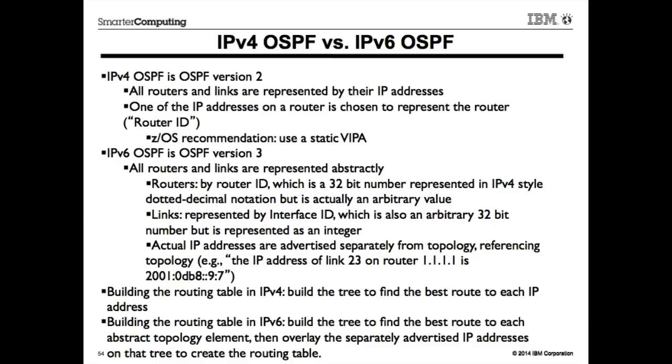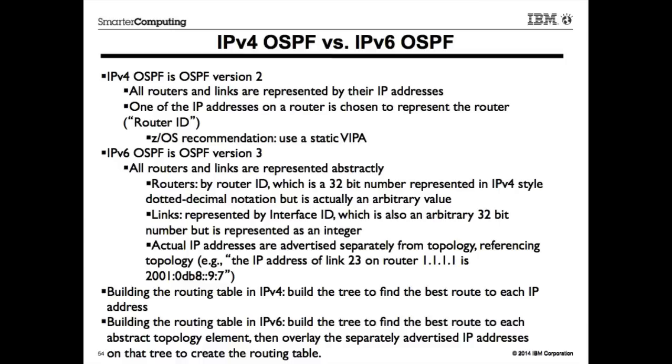For IPv6, it's different. Routers and links are represented abstractly, because remember, IPv6 addresses can be auto-configured, there can be multiple addresses, so they aren't a good way to indicate a host. So all routers and links are represented abstractly. Routers are represented by a router ID, which is also a 32-bit number, represented in IPv4 style notation, but it's actually an arbitrary value. Links are represented by an interface ID, which is an arbitrary 32-bit value, but it's an integer.